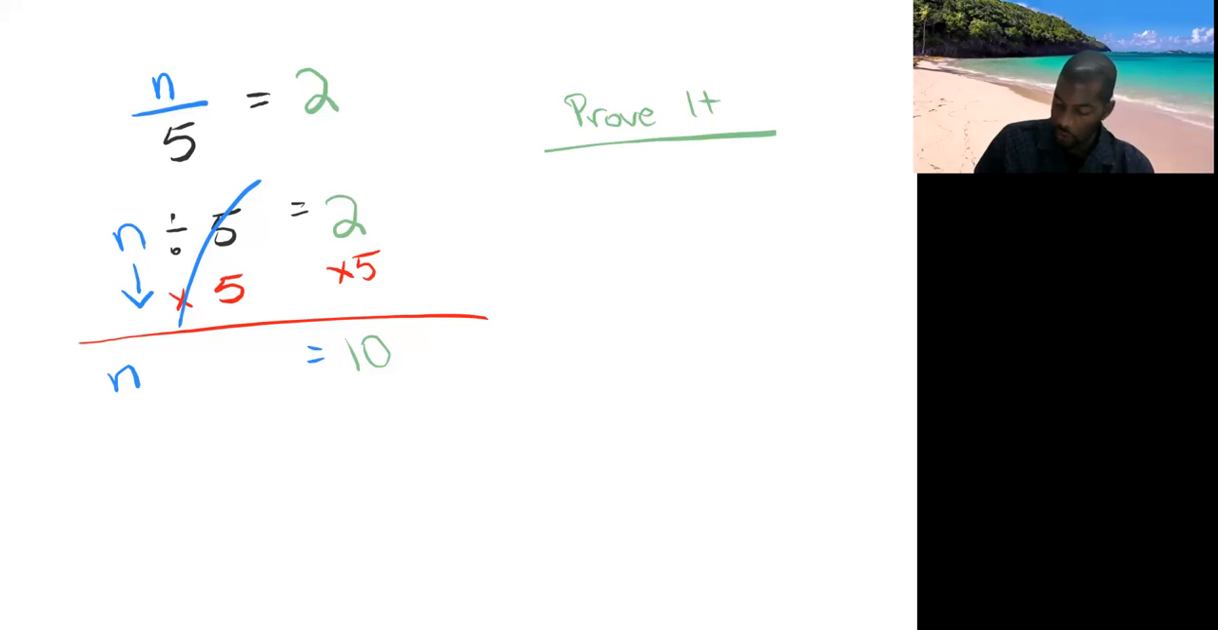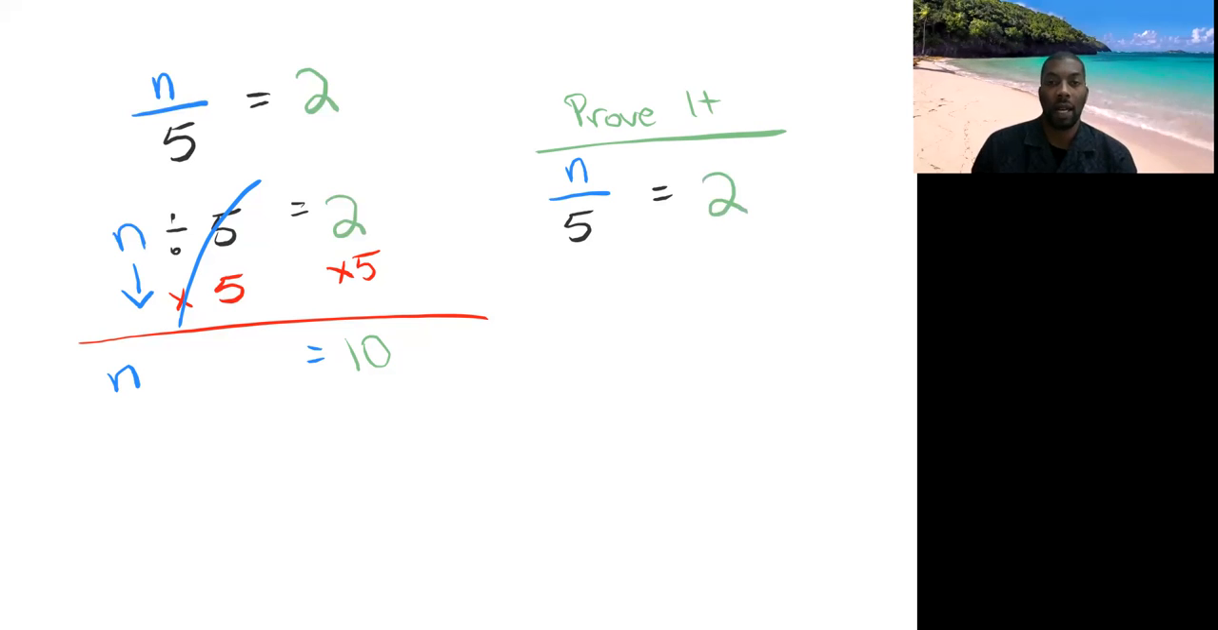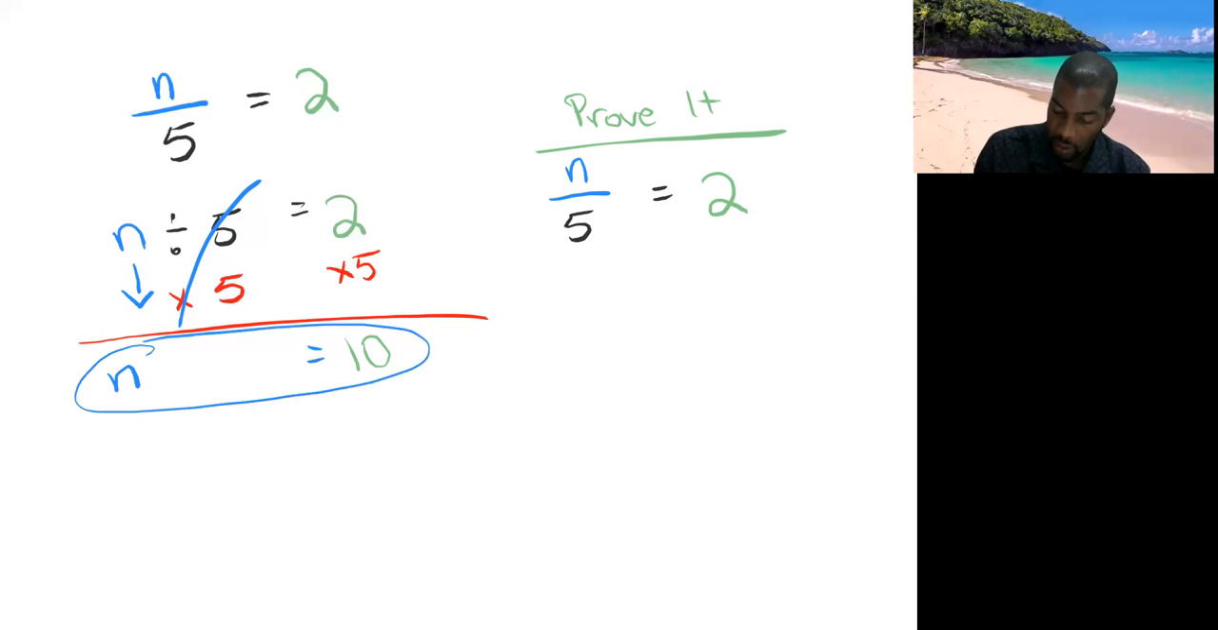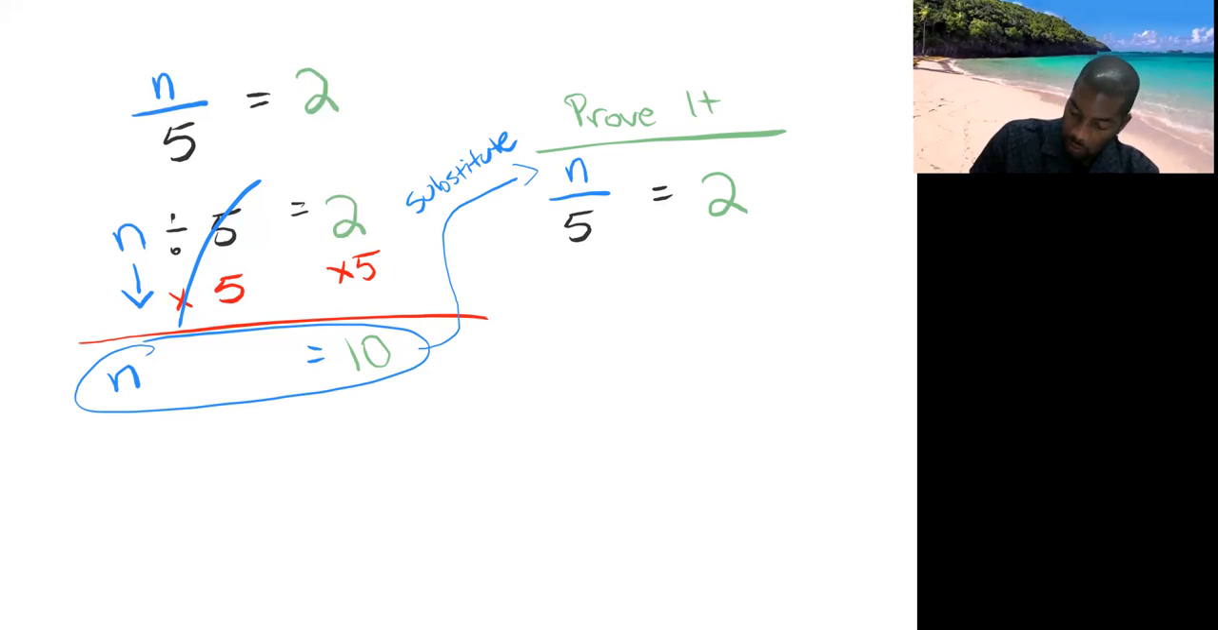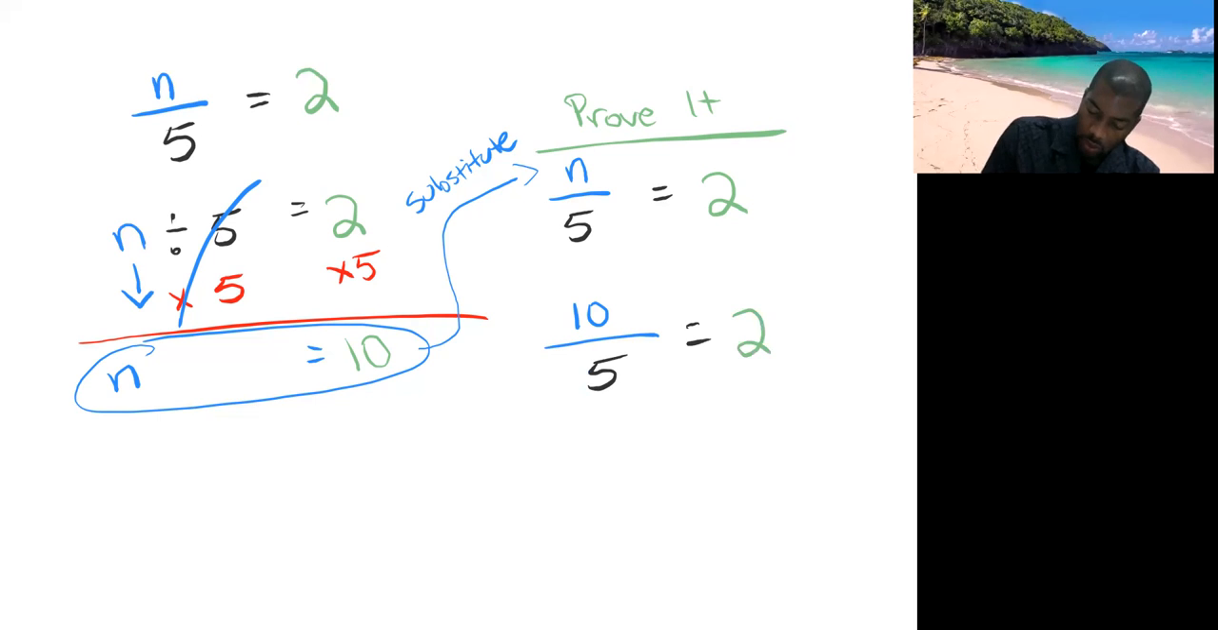Okay. First, I rewrite the problem. N divided by 5 is equal to 2. My next step is to find out what I said n was, and n was worth 10. So I'm going to replace the n, or substitute, right? Substitute the n for 10. Ooh, that rhymes. So let's replace the n with 10. 10 divided by 5, what does that equal? Does that equal 2? Let's try it over here.